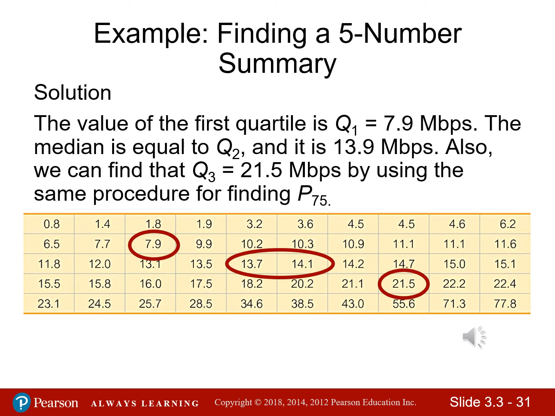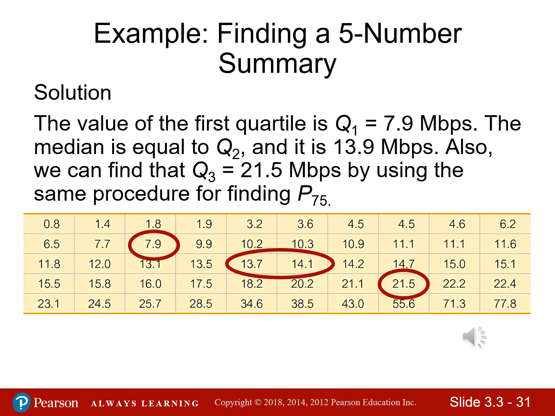Next, we let K equal 50, and so our second locator value will be 50 over 100 times 50. That gives us 25. Because that's a whole number, we'll want to find the midpoint between the 25th value and the 26th value. And here we find the mean of 13.7 and 14.1 because those are our 25th value and our 26th value. So our second quartile is 13.9.